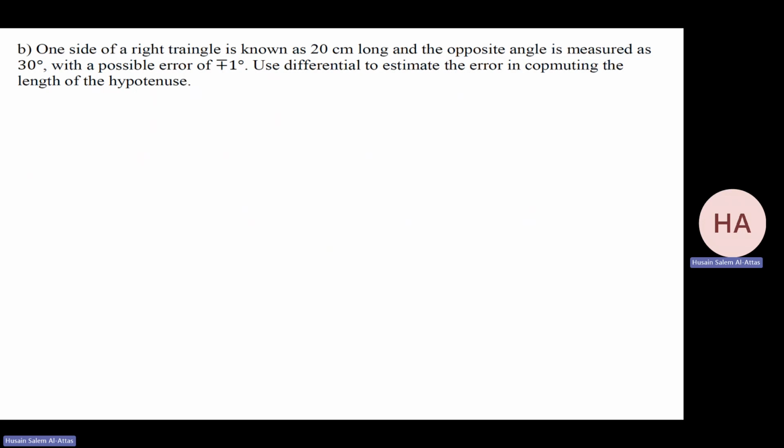Okay. One side of a right triangle is known to be 20. The opposite angle is 30, and there is an error with the angle. Okay. We have this.